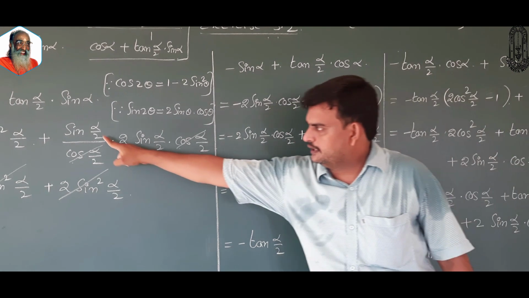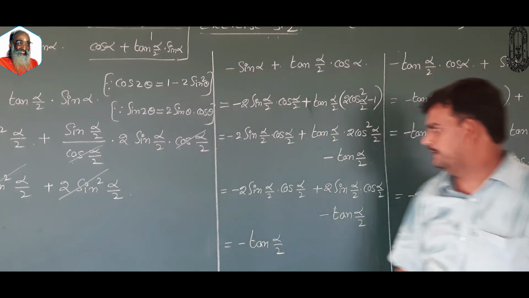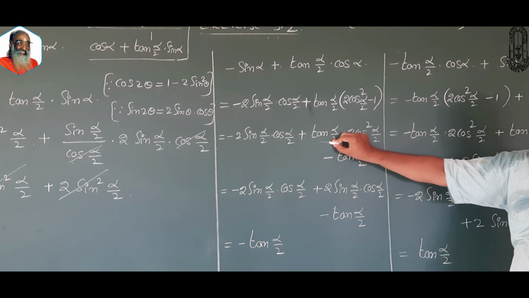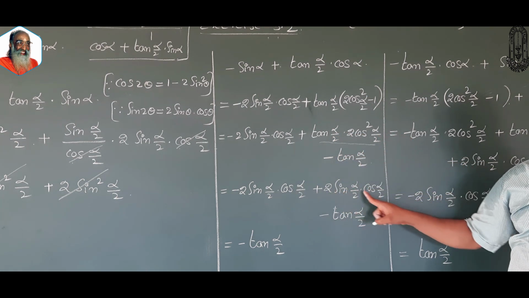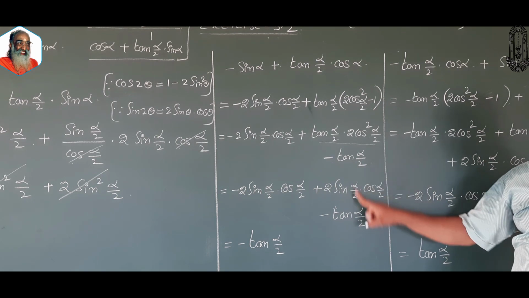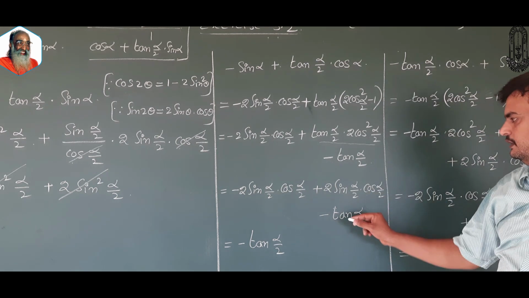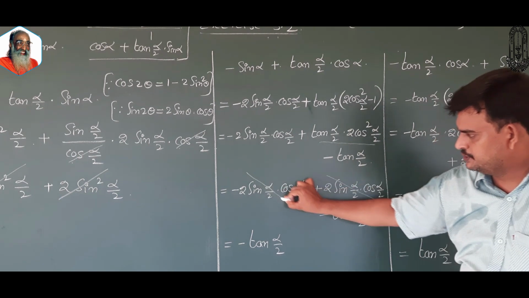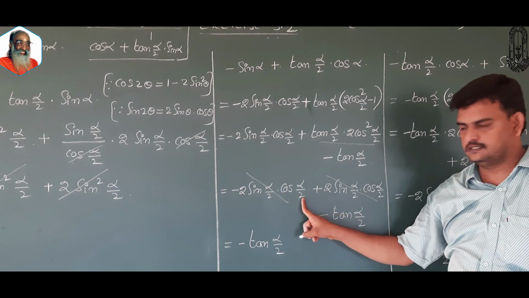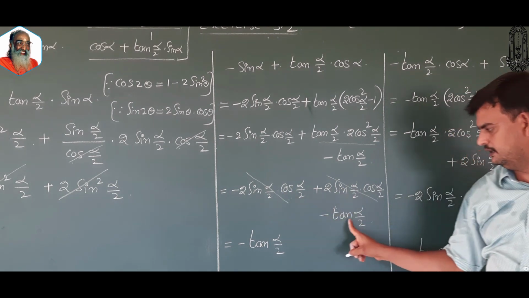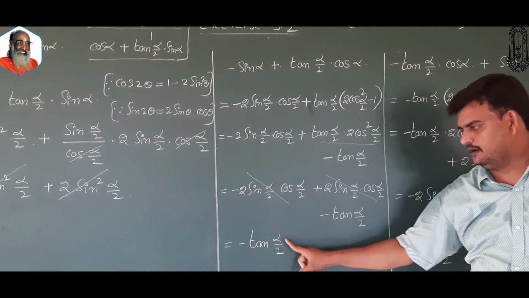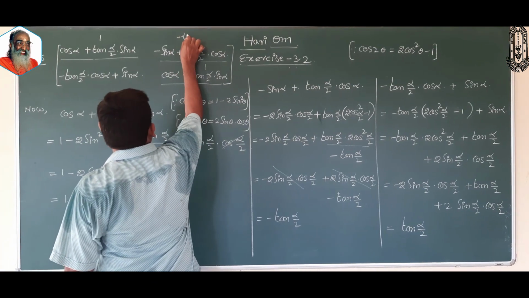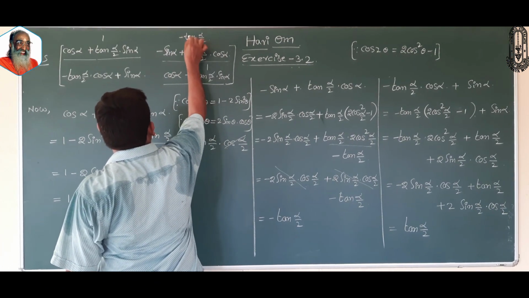As we know that tan alpha by 2 can be written as sin alpha by 2 by cos alpha by 2. When we write and simplify, you can have this entire value as 2 sin alpha by 2 into cos alpha by 2 minus tan alpha by 2. When we observe here, the plus 2 sin alpha by 2 into cos alpha by 2 and minus 2 sin alpha by 2 into cos alpha by 2 both get cancelled. Finally, we have the value minus tan alpha by 2. This means the value I got here is minus tan alpha by 2.